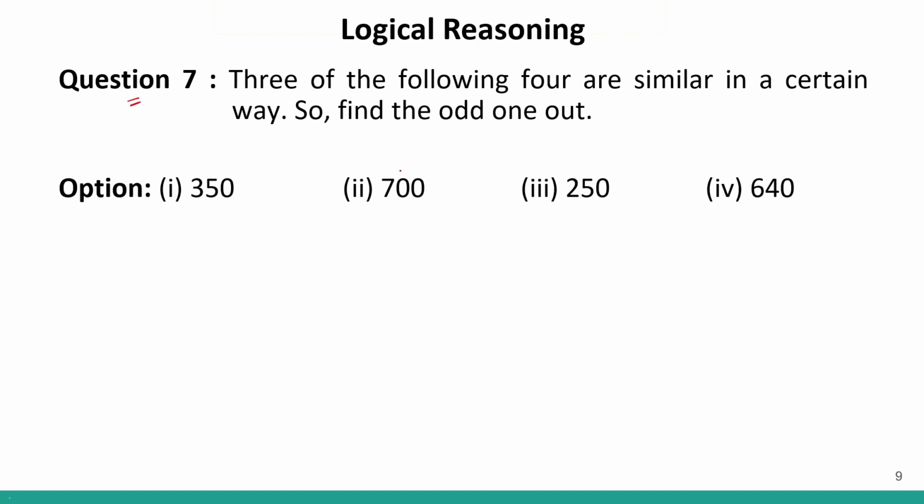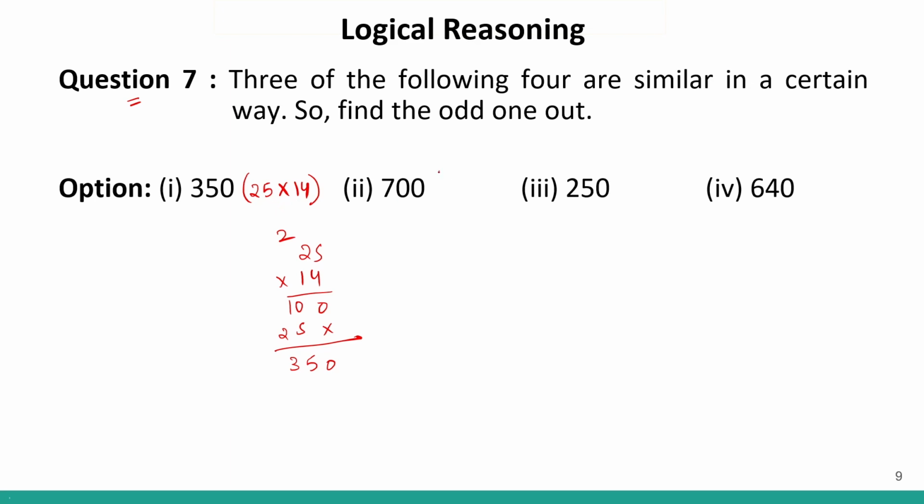Now, question number 7. So we have 350, 700, 250 and 640. Now, if I look at 350, I can say 350 is basically divisible by 25. So if I divide 350 by 25, I will get 14. Or I can write that 350 is basically 25 into 14. If you want, you can cross check. 25 into 14, this will be 20, 8 plus 2, 10, 1, 5, 1, 2, I'll get 350. Correct? So 350 is 25 into 14.